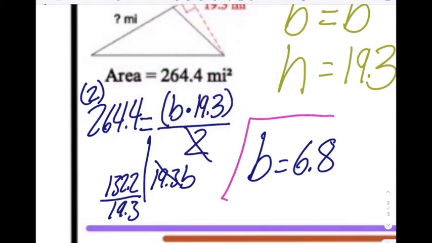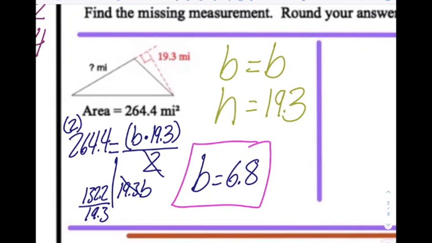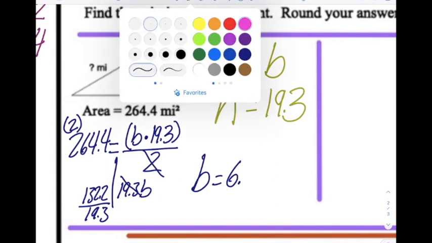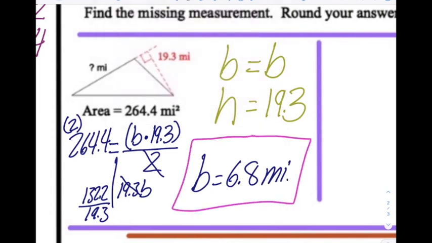There you go. Look at that. I have found the base. I needed to find the base. The base right here is 6.8 miles, as a matter of fact. 6.8 miles. It's MI. And here. 6.8 miles. Right? Look at that. Okay?